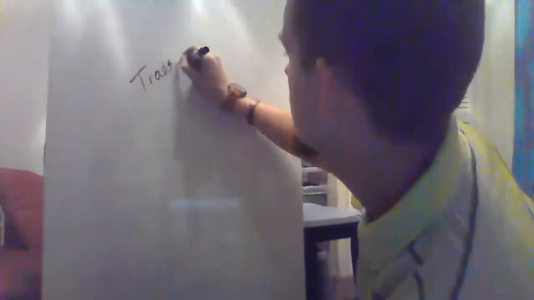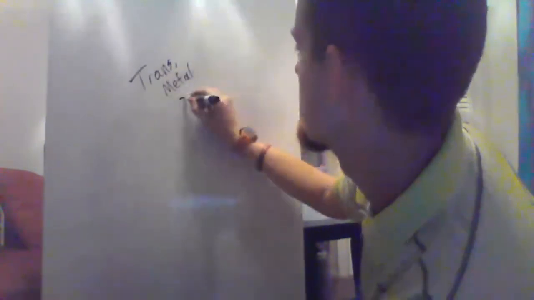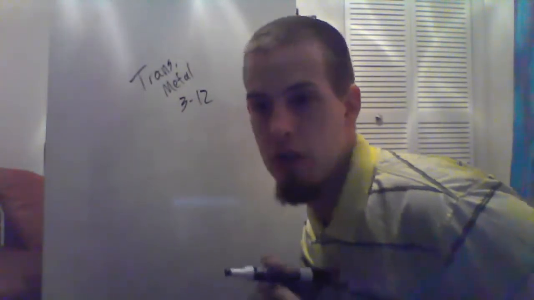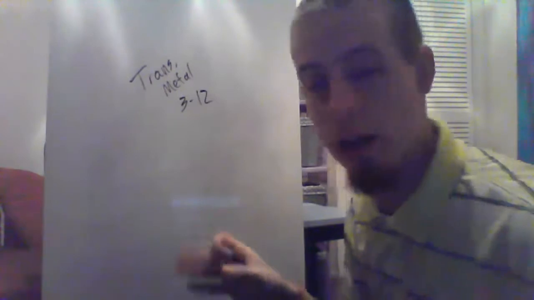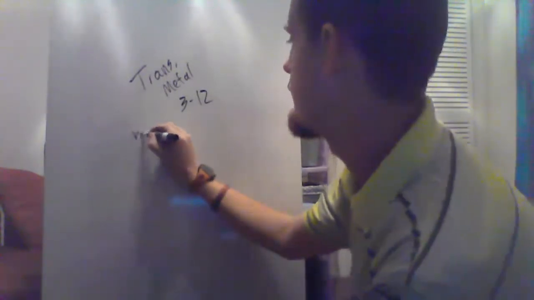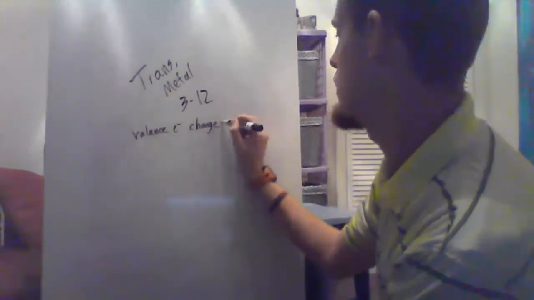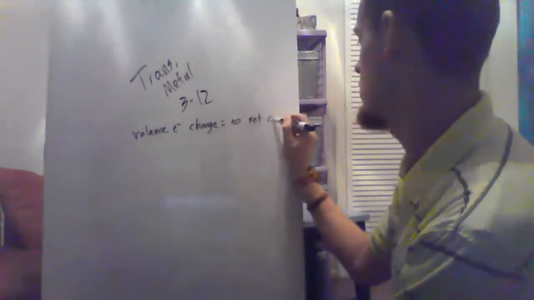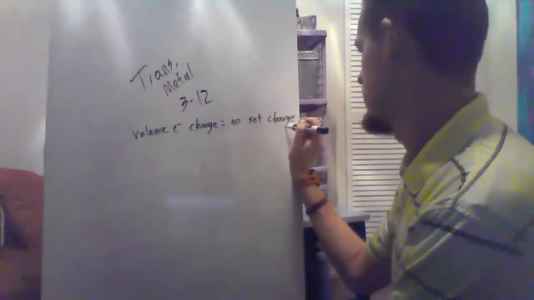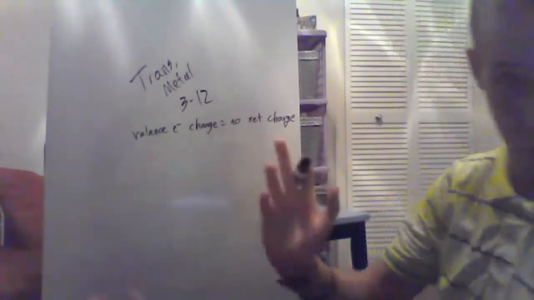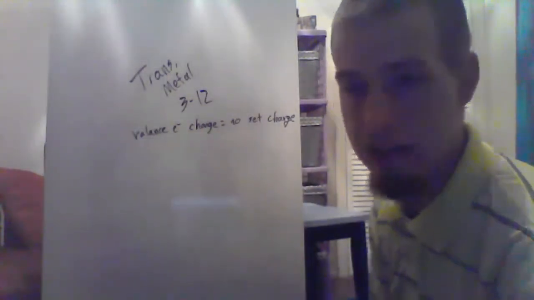Okay, phase three. Phase three is when you have a transition metal. You guys know where those are. Transition metals are in groups 3 through 12. What happens here? They don't have a set charge. Balance: electrons change equals no set charge. So it's not like you can say these are +3, these are +4, these are +2, these are +1, these are negative. It's not going to work.